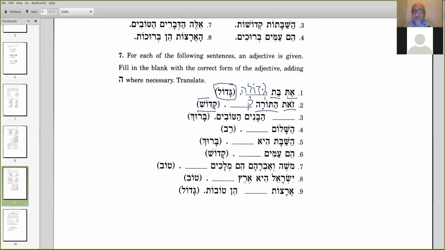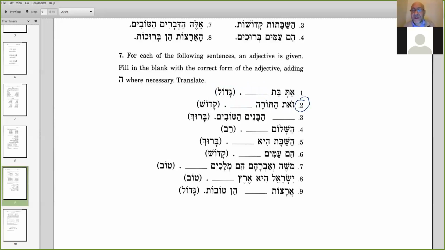Okay, so in this case, remember that the kof has a shavah whenever it changes for that kadosh. So we're going to have dalet, holem, sheen, and its kametz hey ending, to reflect femininity and singularity. So zot haTorah kadosha. Okay, so that's what that one should be. This is the set-apart Torah. That's number 2.